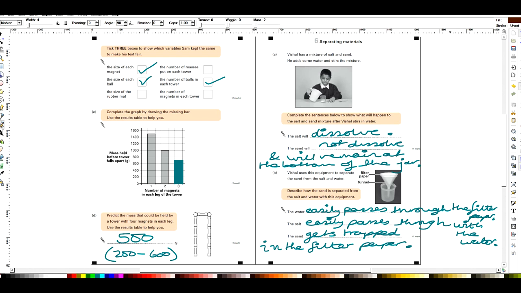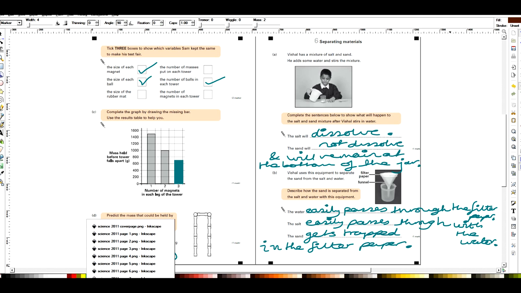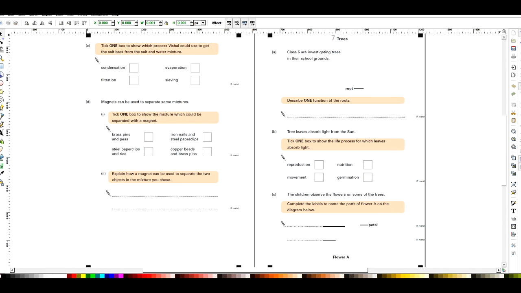Okay, are we ready for the next page? Take one box. Okay, question 6C. Tick one box to show which process Vishal could use to get the salt back from the salt and water mixture. Put your hand up if you know this. So now the salty water has passed through, it's in the bottom of the beaker. You want to separate the salt from the water. What would we do? Which one of those would we use?